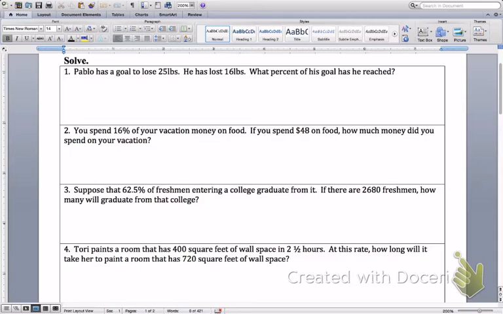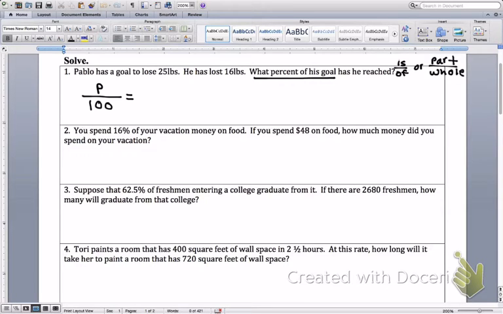Number 1: Pablo wants to lose 25 pounds and he has lost 16. It's asking us what percent of his goal has he reached. So we're looking for the percent. Percent is always out of 100, and we don't know the percentage, so I'm going to use P. We can always set it up as part over whole, or is over of.